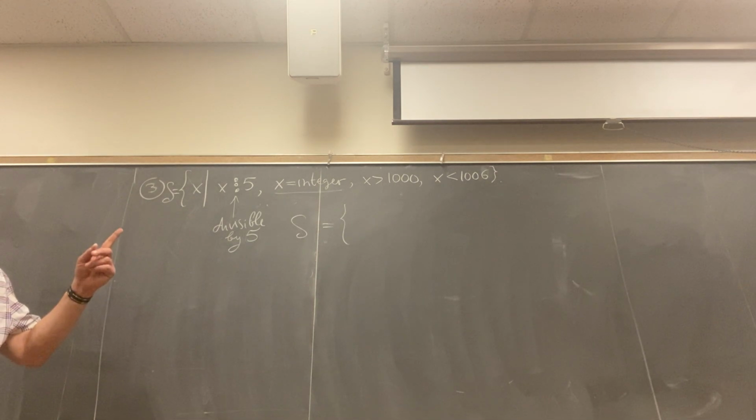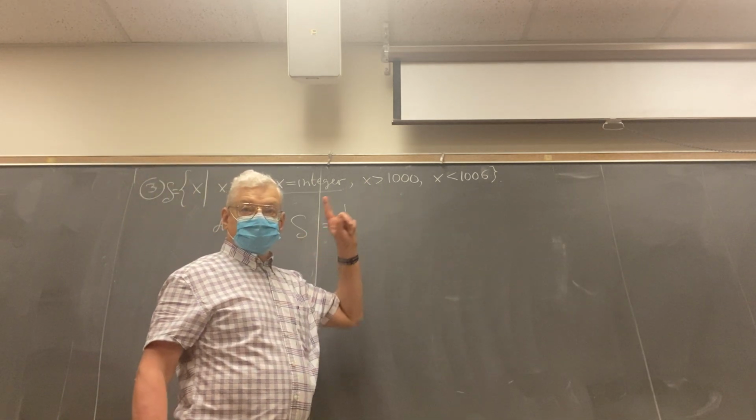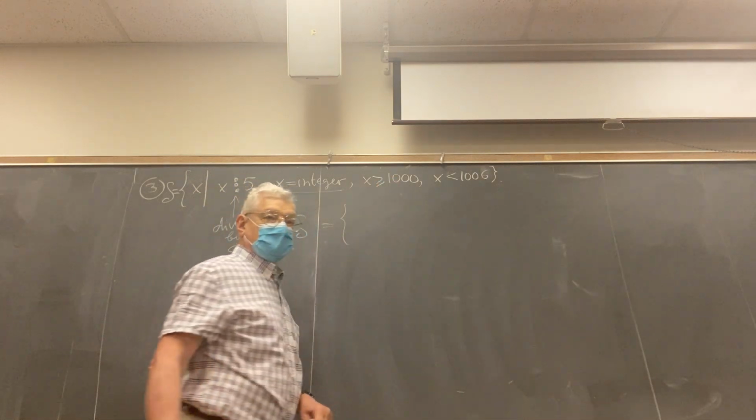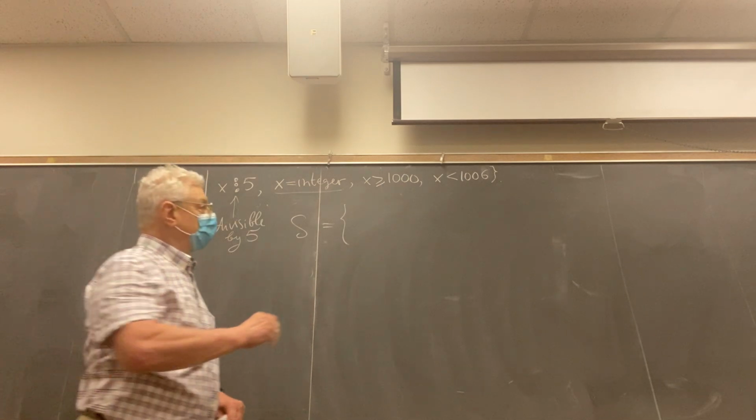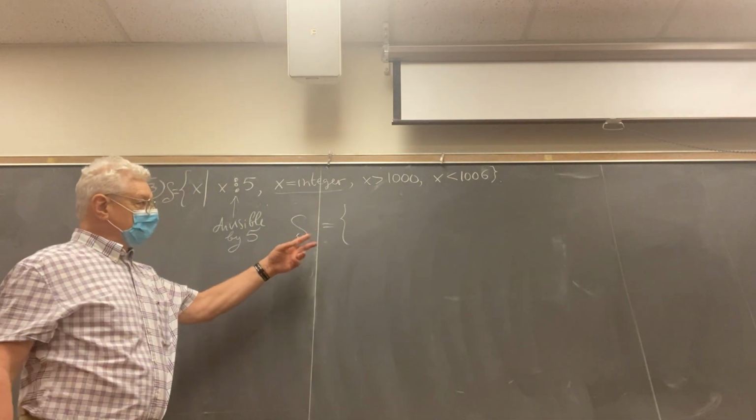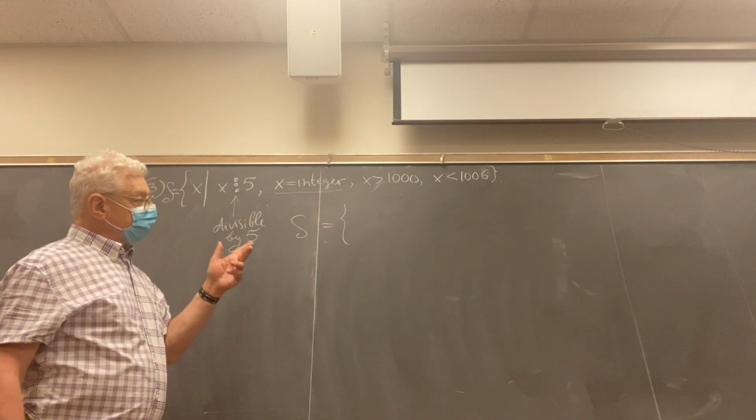So the number greater than 1000. 1000 doesn't work. If I wrote greater or equal, then it would be 1000. But I wrote strictly greater, so 1000 doesn't work. 1000 does not belong to this set. Clear? Okay, let's look. Next is what?